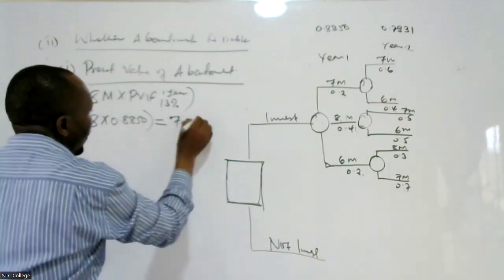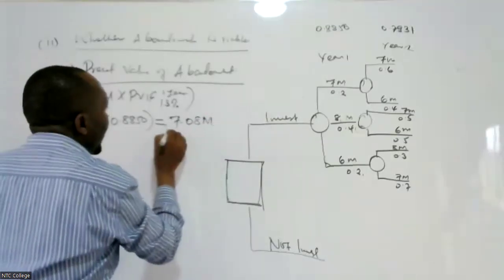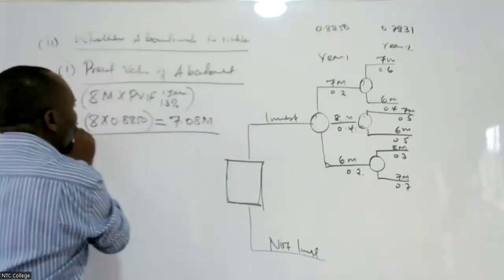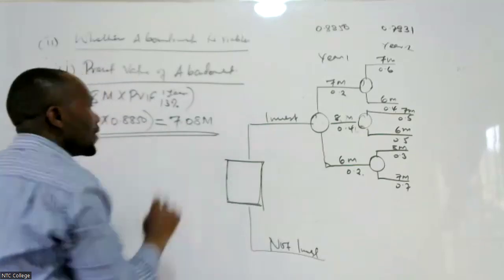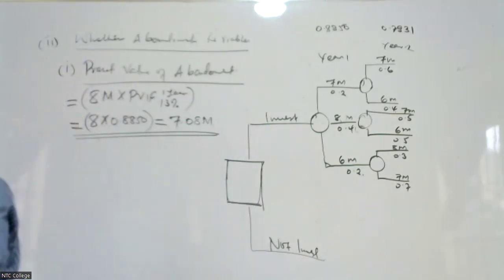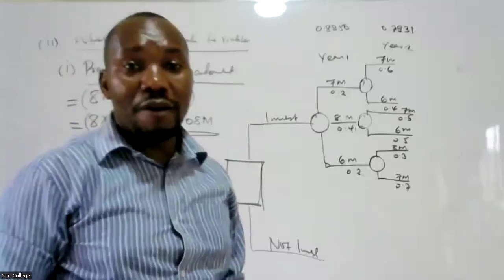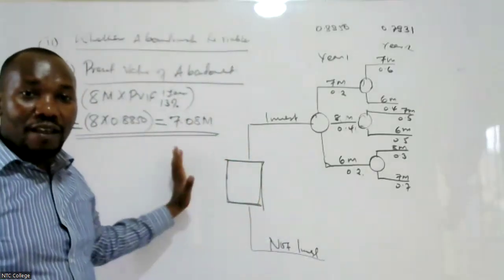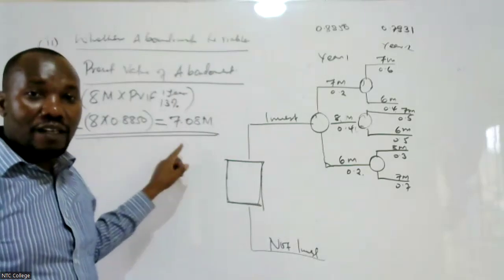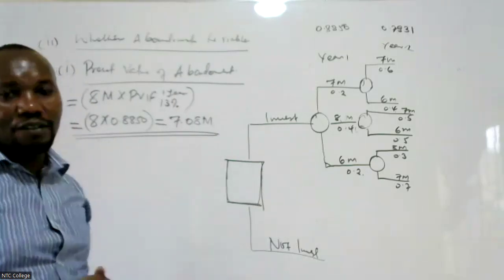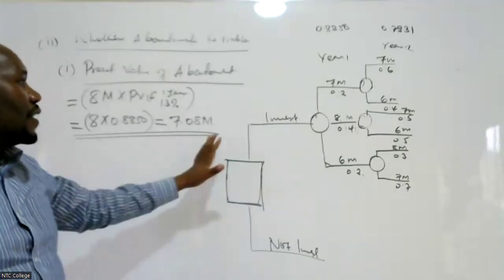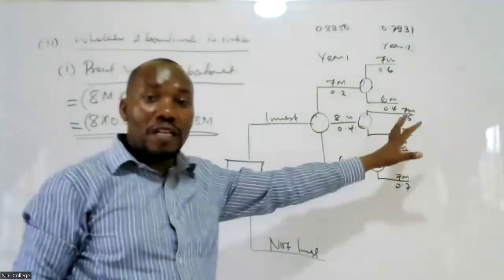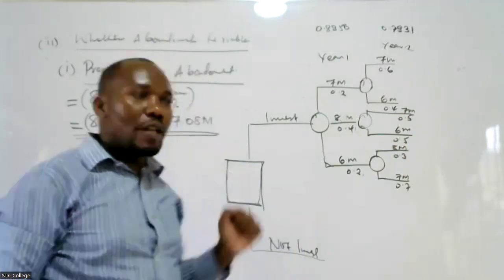7.08 million. So if we decide to sell the machine, we shall be getting 7.08 million and we are done. We have an option of not abandoning. So this one is abandonment. When we abandon it, we're going to be given the money and the present value will be 7.08 million.